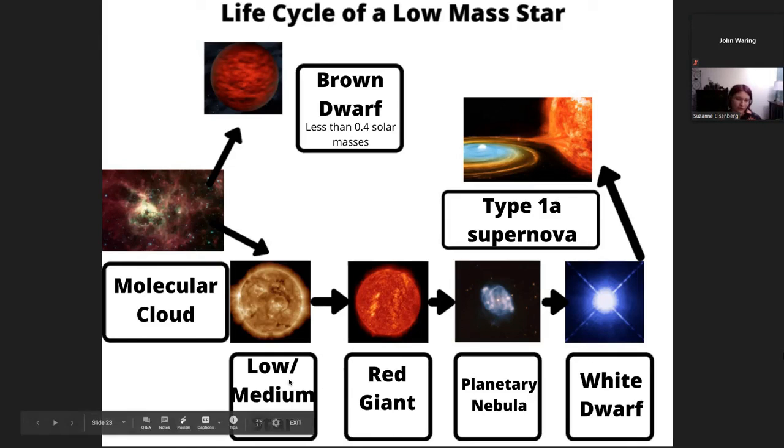So for low mass stars, it starts out as a molecular cloud. Then it goes to be a low or medium star. Then it becomes a red giant. Then it becomes a planetary nebula, and then a white dwarf. And occasionally, if it's next to another star, it can become a type 1a supernova. If it's less than 0.08 solar masses, it becomes a brown dwarf.